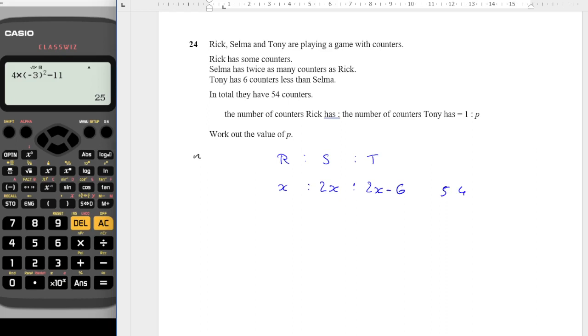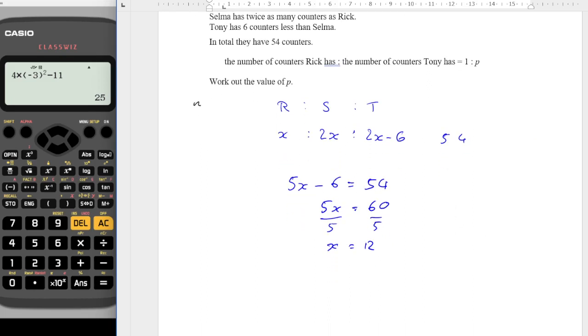So I'm going to add them together, so x plus 2x plus another 2x is 5x, minus 6 is going to be equal to 54. So that means that I need to add 6 to both sides, so 5x is going to be equal to 60, and then divide both sides by 5 gives me x is equal to 12.